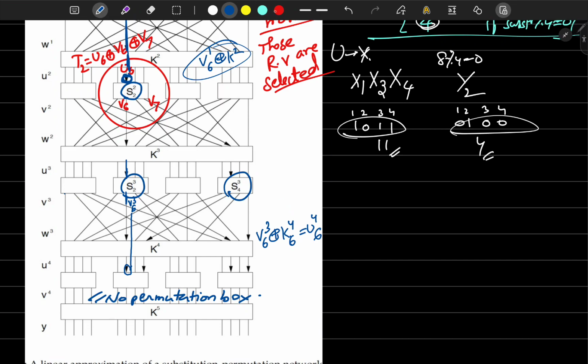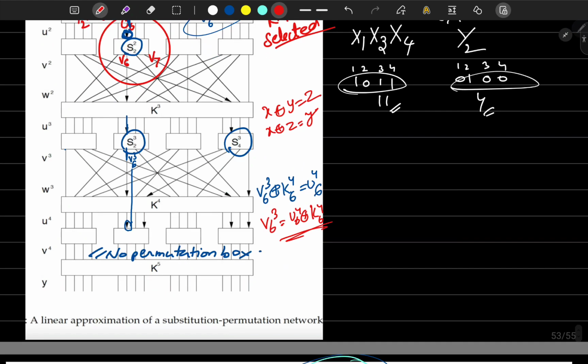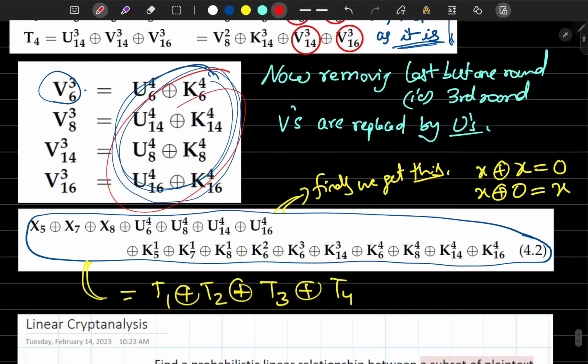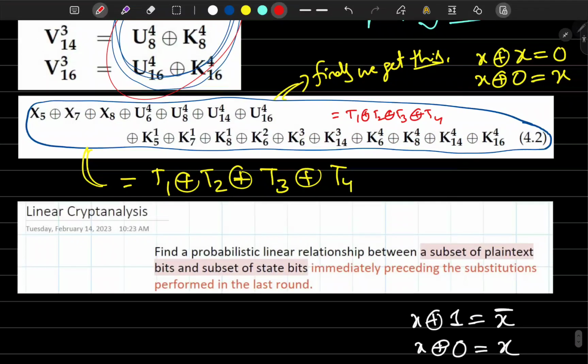So we know that one property, right? X XOR y equals z means X XOR z gives y. If you take any two of the combination, the answer will be the other one. Similarly, v63 is nothing but u64 plus k64. Like that, we find the values and replace all the v's. Once you replace all of these, you will get this random variable, which is t1, t2, t3, t4. Okay, this is what we get after all this expansion.